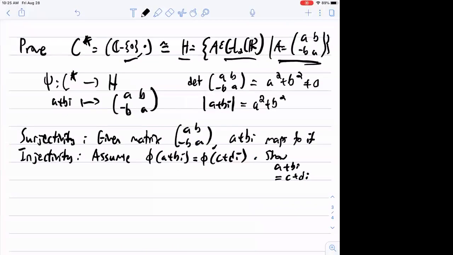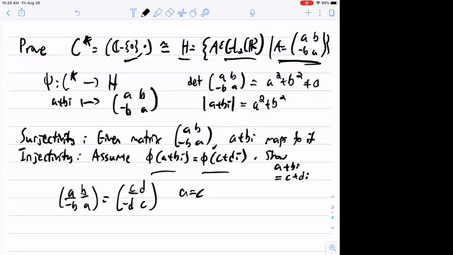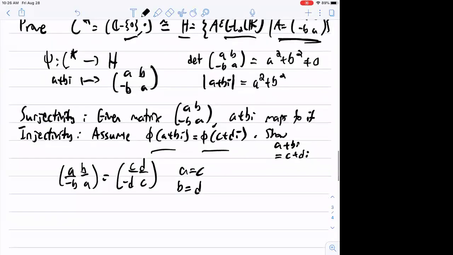Okay, back. So we need to show this, right? What does it mean for these two to be equal? Well, write it out. It means [a, b; -b, a] is [c, d; -d, c]. Two matrices are equal if and only if every component is equal, right? So from this you get a equals c, and from this you get b equals d. So once you have this, it's clear that a plus bi is c plus di. So injectivity is clear.